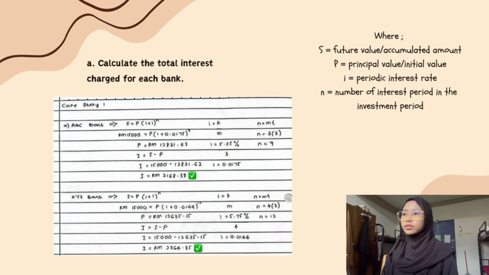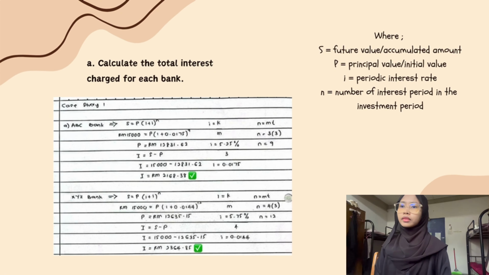And I equal to 2,168.38 ringgit. For XYZ Bank, S equal to P open bracket 1 plus I close bracket to the power of N. So, 15,000 ringgit equal to P open bracket 1 plus 0.0144 close bracket to the power of 12. So, P equal to 12,635.15 ringgit. To find I equal to K per M. So, I equal to 5.75% per 4. So, I equal to 0.0144.